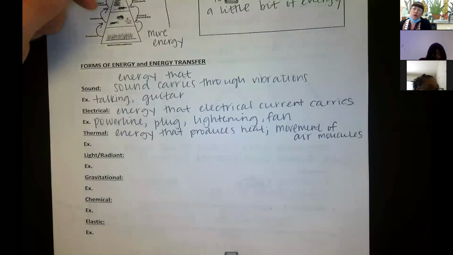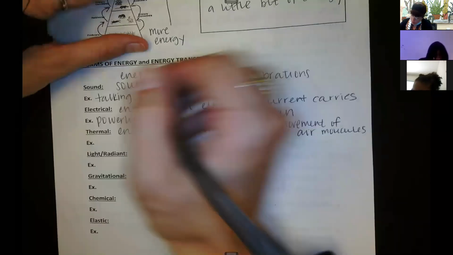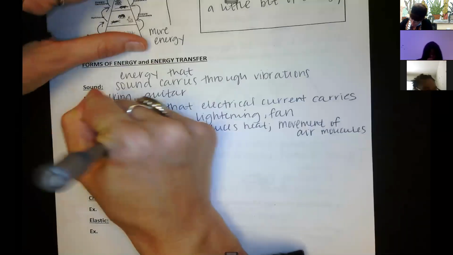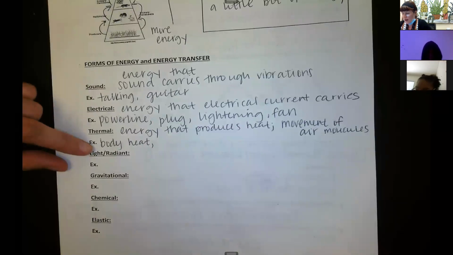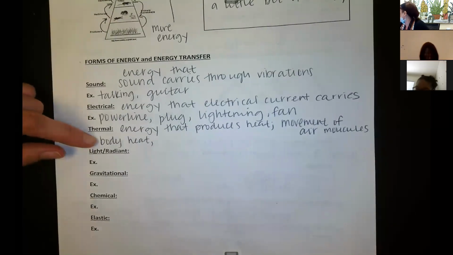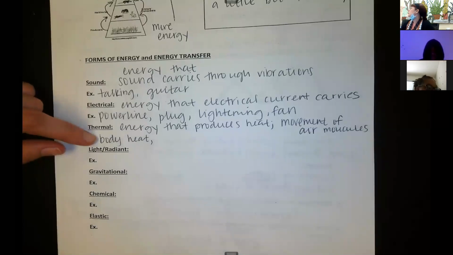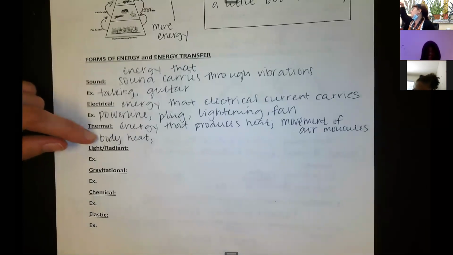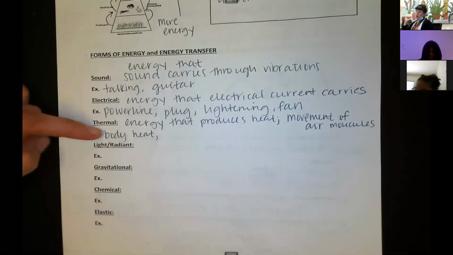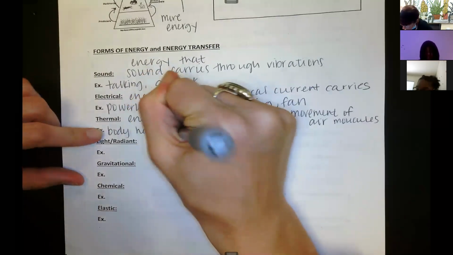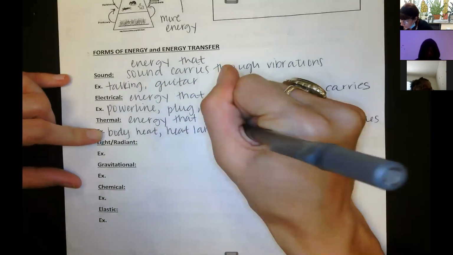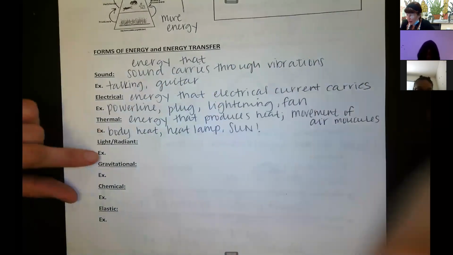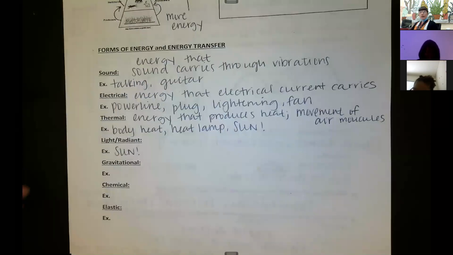Bishop, give me an example of thermal. A thermal lamp. There's actually one right next to you. Ariana at home said body heat. That's what those thermoscopes are, you ever see those? It's fine. Remember, daylight savings, so the bells are an hour off. So a heat lamp. Carlos? Yep. The sun is light and radiant too.